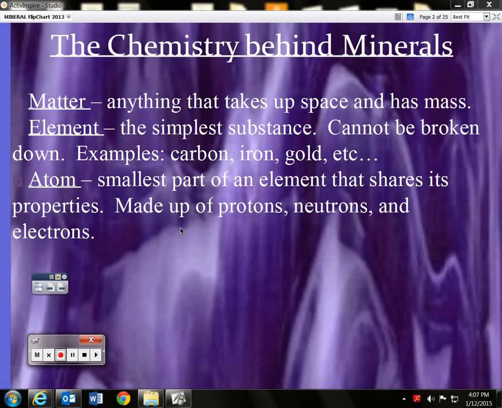This is going back to 6th grade for you all, and just kind of a refresher. I'm not going to test you on it, but just kind of keep it in mind. Matter is anything that takes up space and has mass. An element is the simplest substance. It cannot be broken down any further. And an atom is the smallest part of an element that shares its properties.